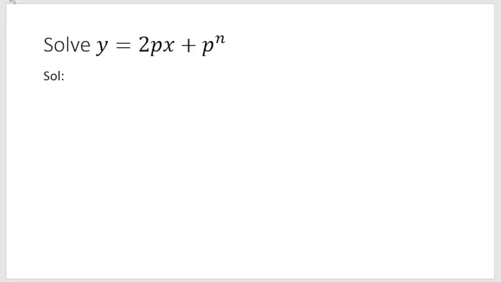Now let us take this problem. In this problem also it is already given y in terms of p and x, so they already have kind of hinted that you don't have to do anything. It is already given y as a function of p and x, right? So we are actually already done with the first step.